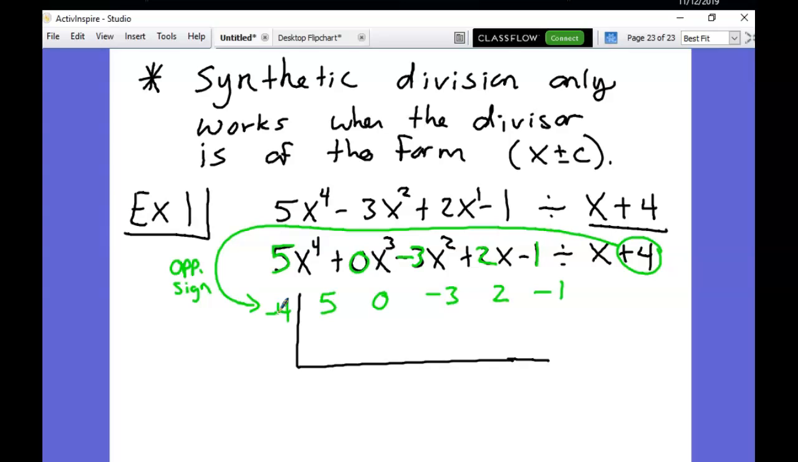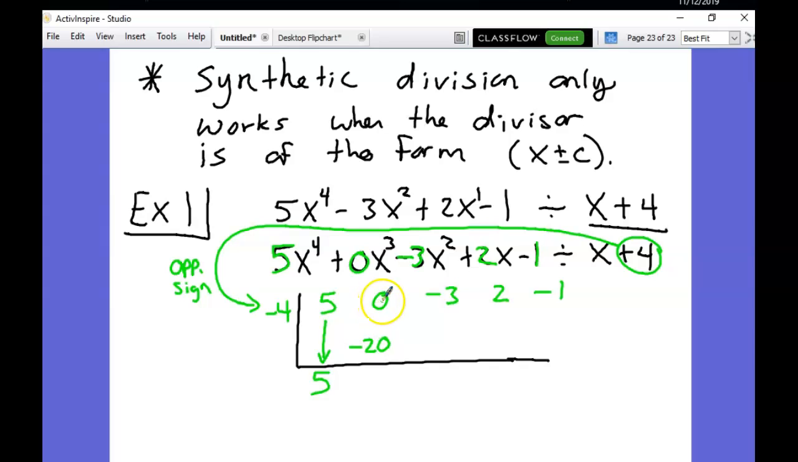All right, so the first thing we're going to do is we're going to bring down this 5. That's the first thing you do, Henry. Oh, yeah. Okay? Now, after that, you're going to multiply this number out here times this number. What would you get? -20. Not bad. And you're going to put that right here underneath the next term, the 0. And you repeat.